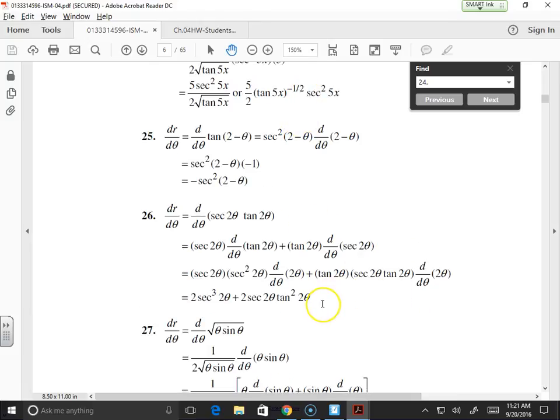Let's go to number 26, right? Yes. Here he is in all of his glory. Could you have pulled out a secant of 2 theta? Yeah. Sure, why not? Seriously? Now they didn't pull it out? I'm annoyed. Then you would have had secant squared plus tangent squared.